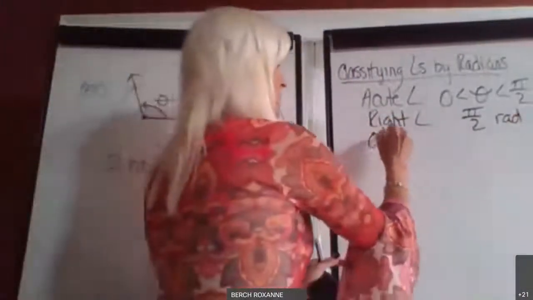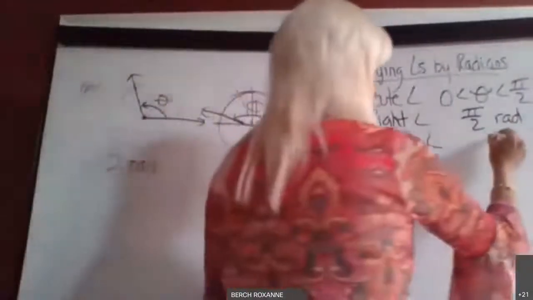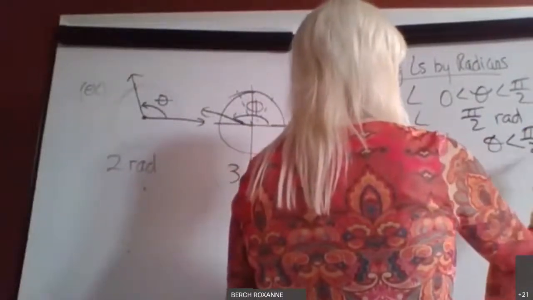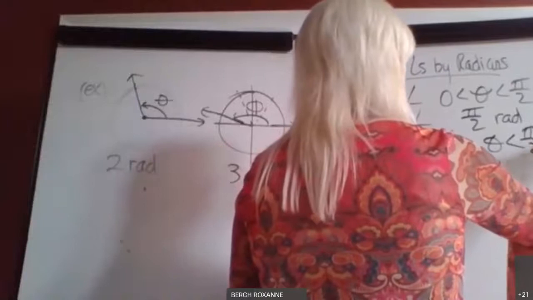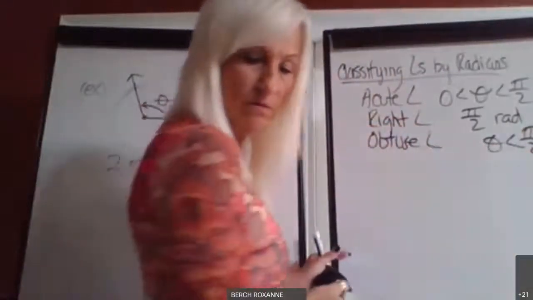An obtuse angle would be in the second quadrant, so the angle would be less than pi over 2 radians, and greater than pi radians.